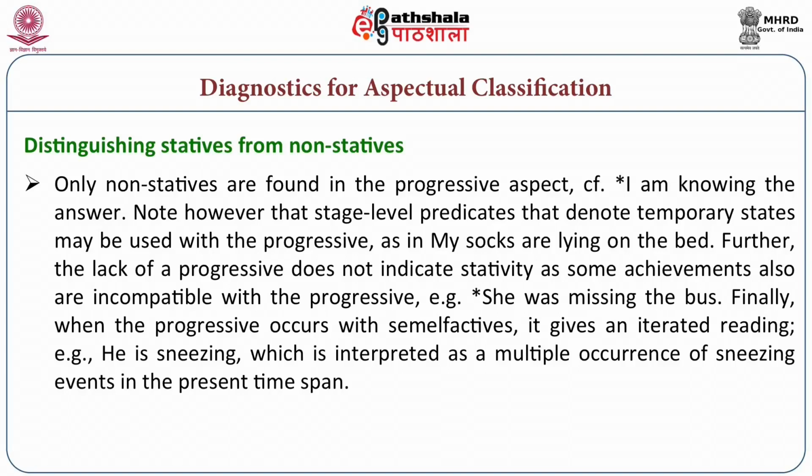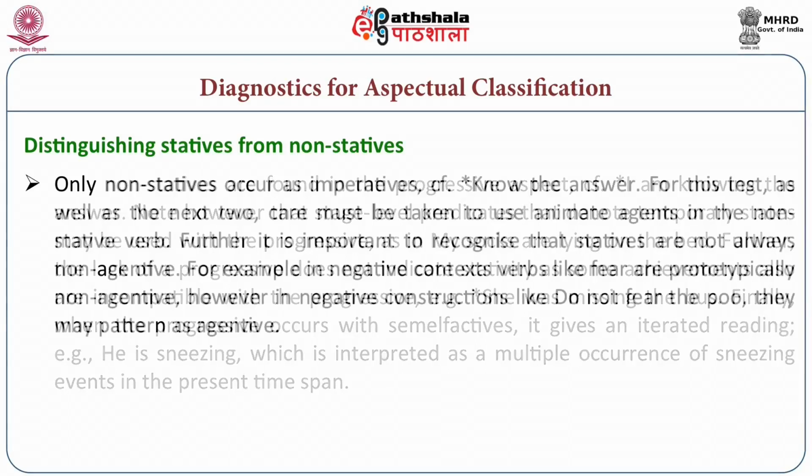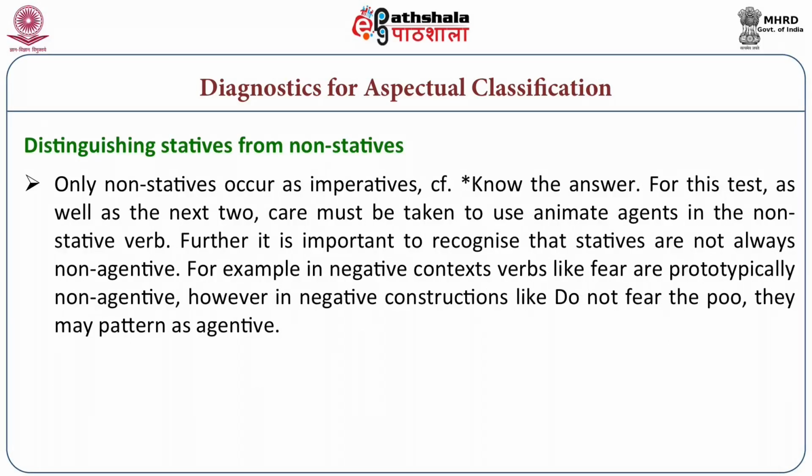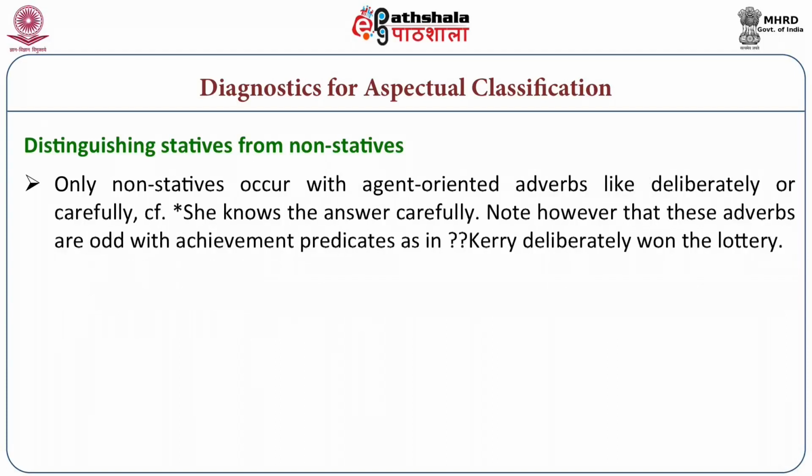Finally, when the progressive occurs with semelfactives, it gives an iterated event reading. When you say he is sneezing, what is interpreted is a multiple occurrence of sneezing events in the present time span. Only non-statives can occur as imperatives. Furthermore, only non-statives can occur with agent-oriented adverbs like deliberately or carefully. So, for example, she knows the answer carefully is unacceptable.